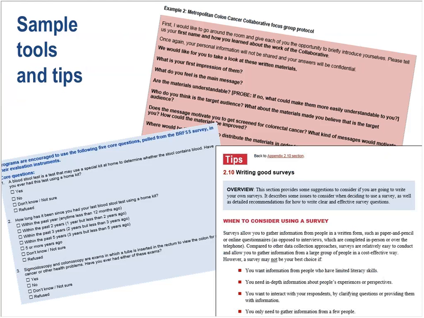And then here again are some examples of other resources included in the toolkit. A sample focus group protocol, the 5 core questions you can see on the left there, although I think you can only see 3 on the screen, and then some tips on writing strong surveys.